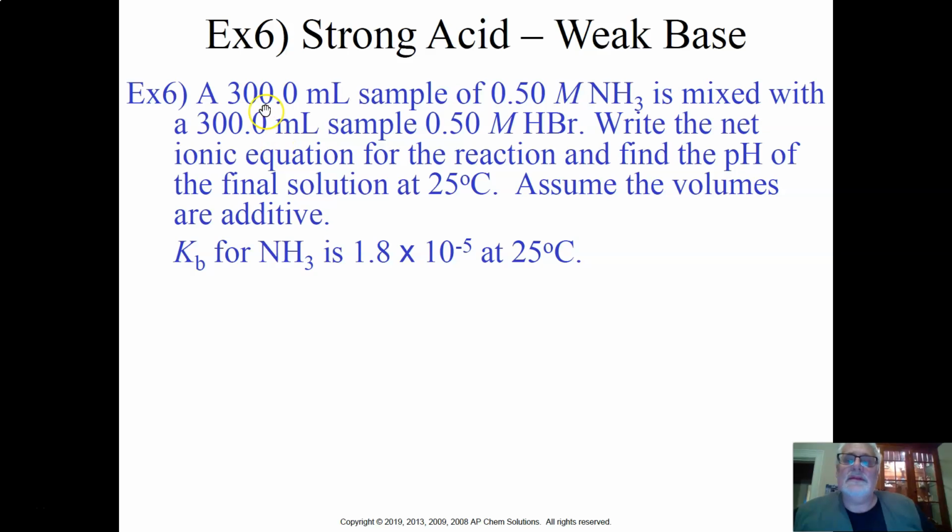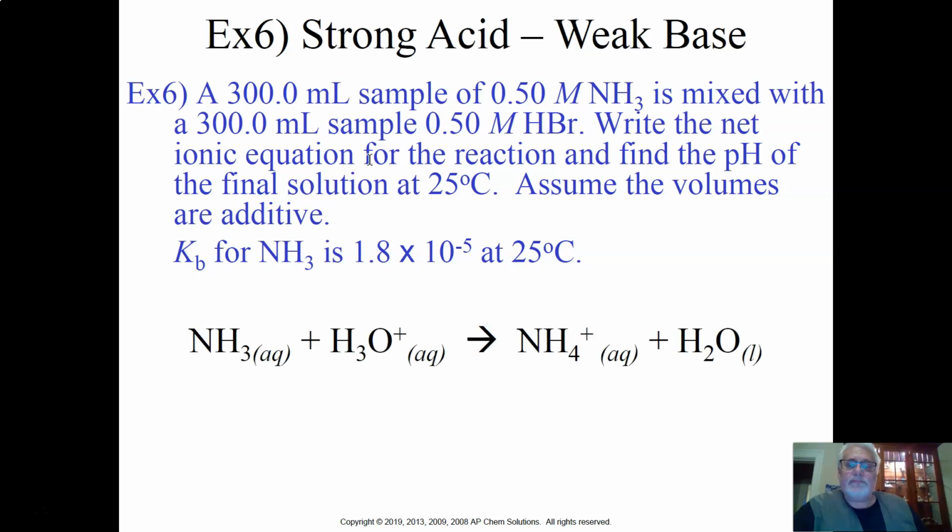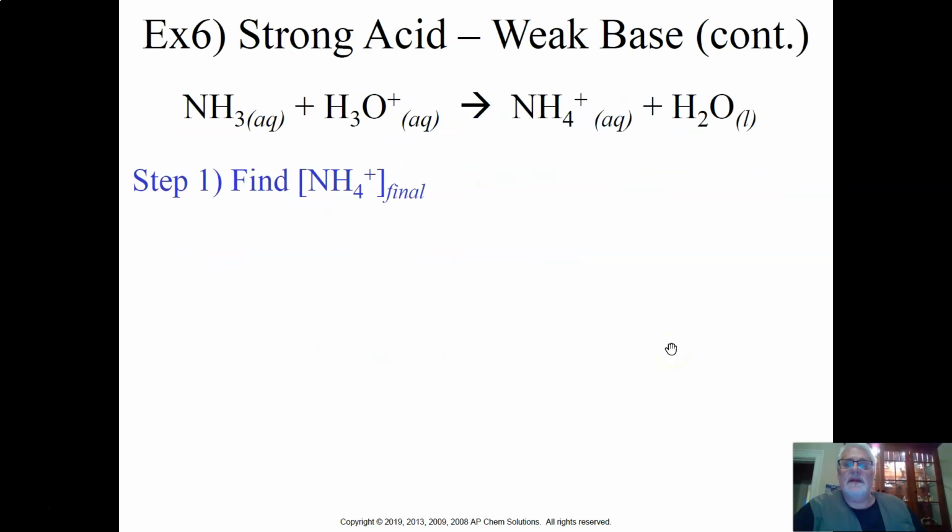And this is sort of parallel with the weak acid strong base one, where you have the same volume, same concentration, and given the Kb, and we're going to work the problem through that way. Well, this is the equation for this, the strong acid being H3O plus. That's your weak base. Okay, so that's your net ionic equation for this.